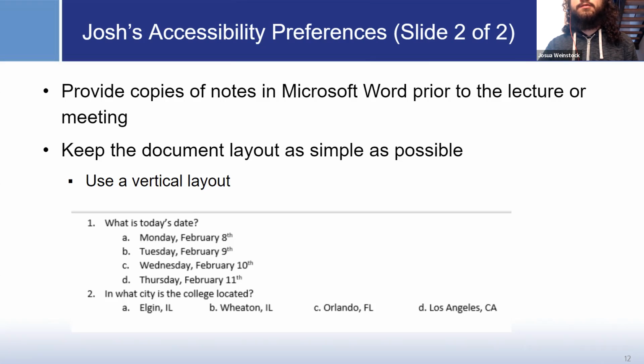So this is a good example of how you would put your choices. So it says what is today's date, and then the choices are all on separate lines. That's really easy for me to navigate.